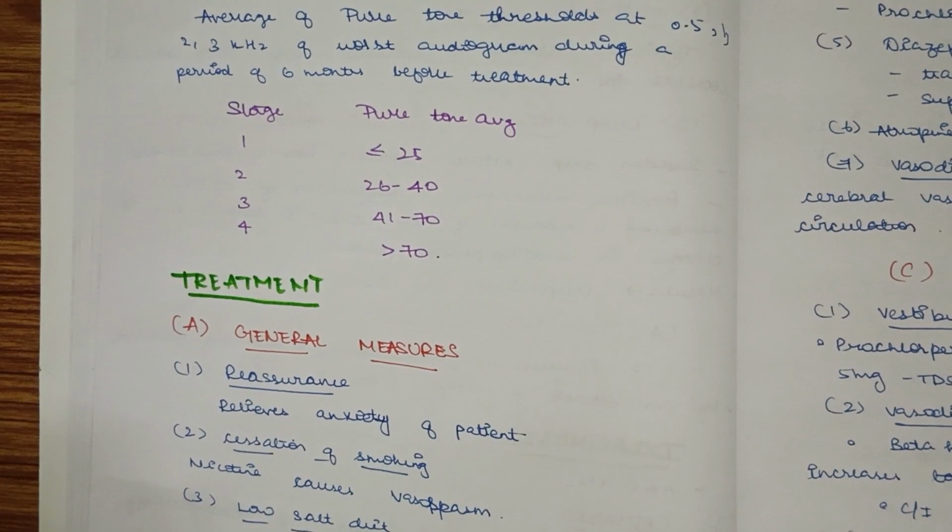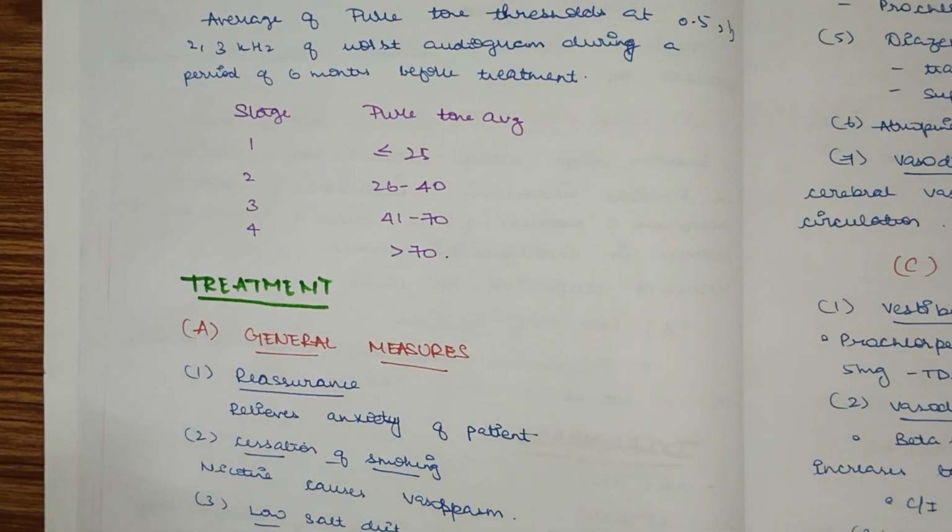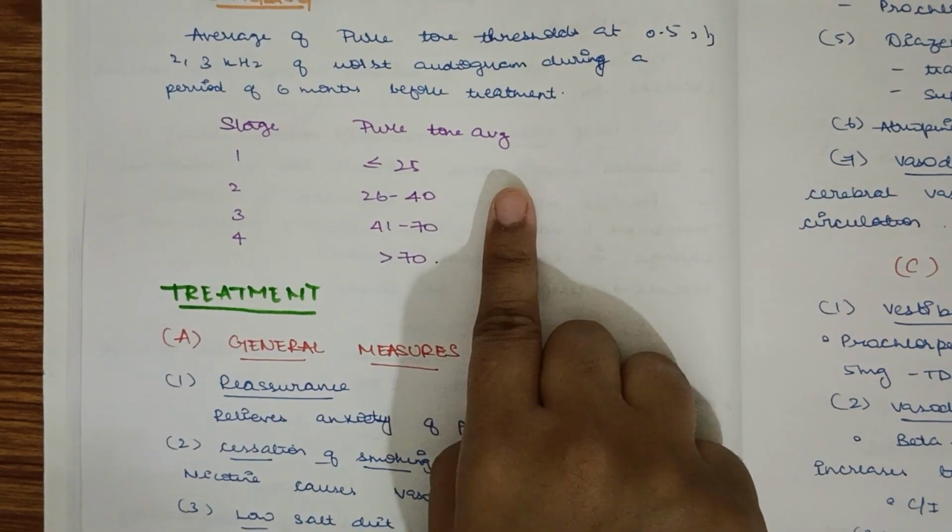So first we'll look at the staging. Stage 1 is less than or equal to 25, stage 2 is 26 to 40, stage 3 is 41 to 70, and stage 4 is more than 70. All these are pure tone averages.